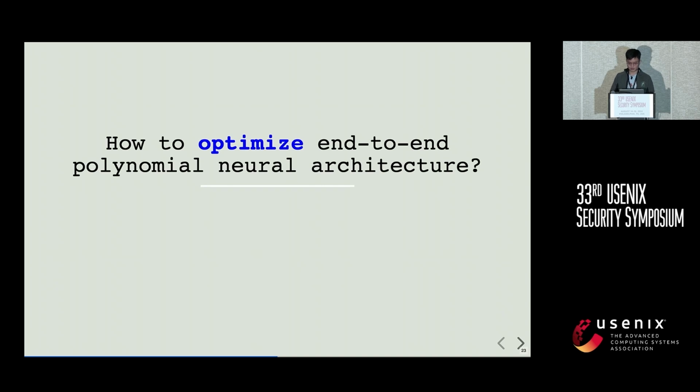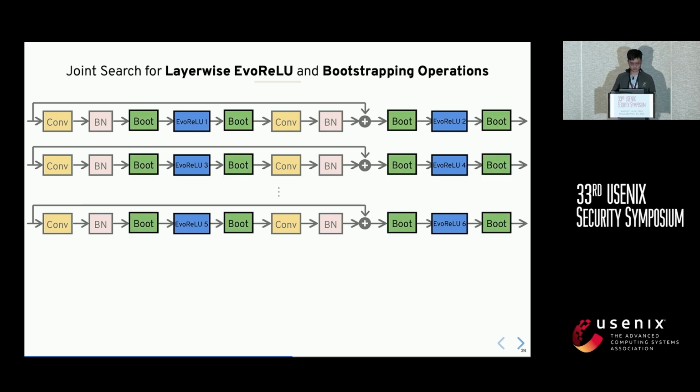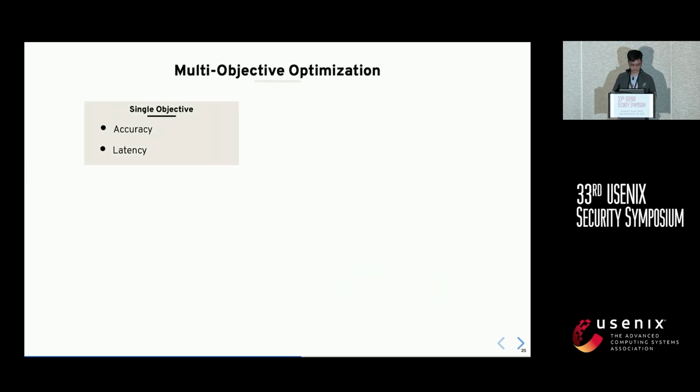Now, how do we optimize end-to-end polynomial neural architectures? We use a multi-objective evolutionary optimization. Different layers may use different polynomials, high degree or low degree, because different layers have different sensitivity to the approximation. And we need to consider how to appropriately place the bootstrapping. So this is a joint search problem, and we transfer it to a multi-objective optimization problem. It can give us a flexible architecture, and the bootstrapping is on demand.